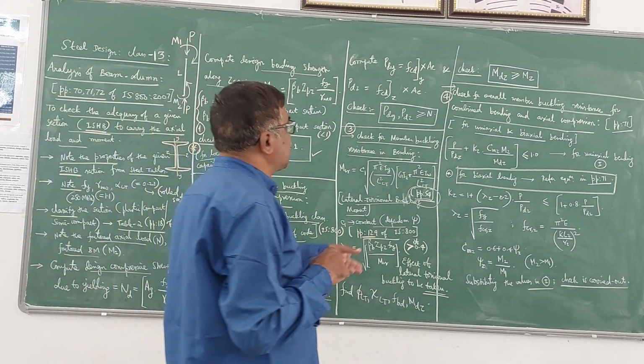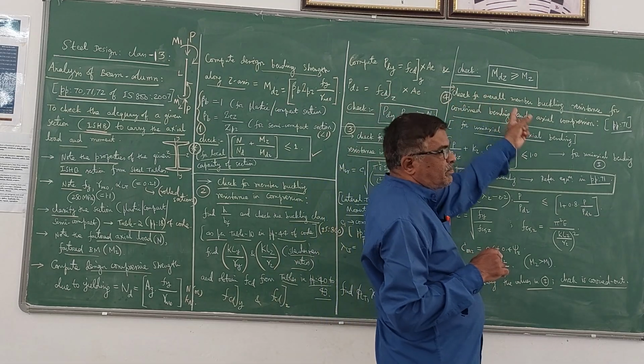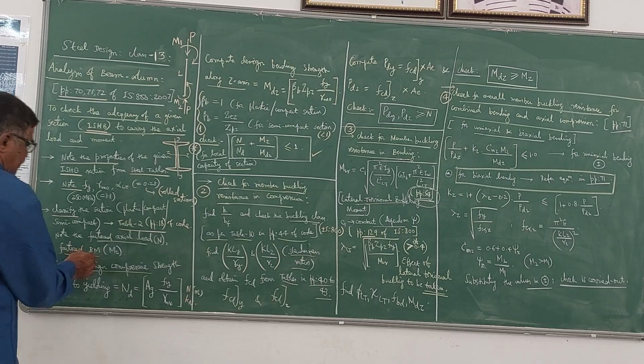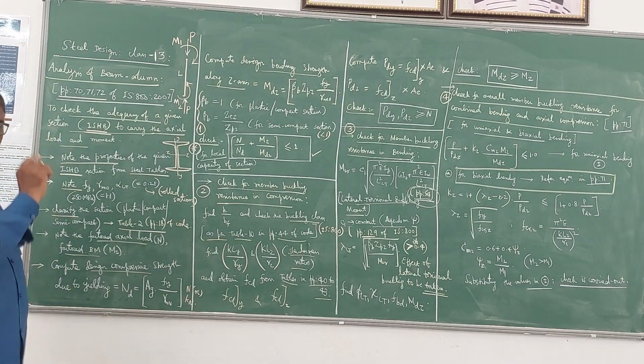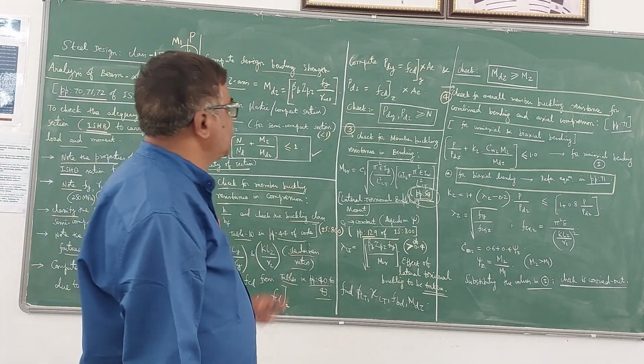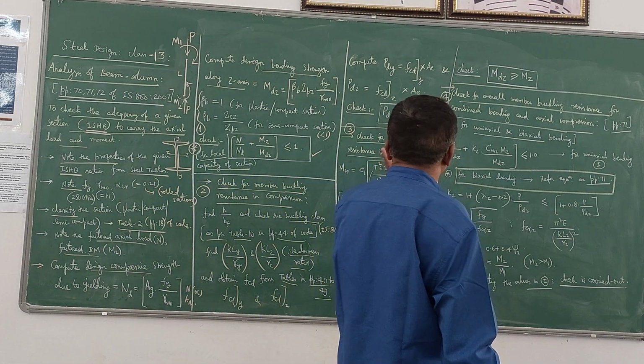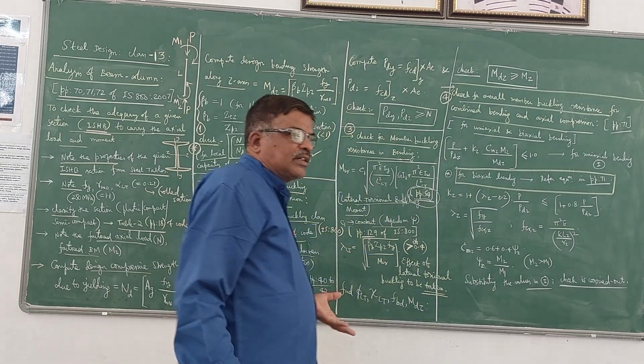Then we have to check whether the value of Mdz obtained here is greater than or equal to Mz, that is the factored bending moment given, which is acting on the beam column. So, this is the third check for buckling resistance in bending. Next, the final check is the combined check.